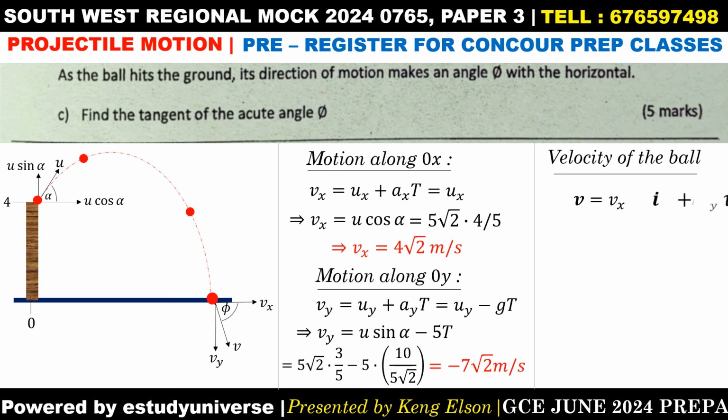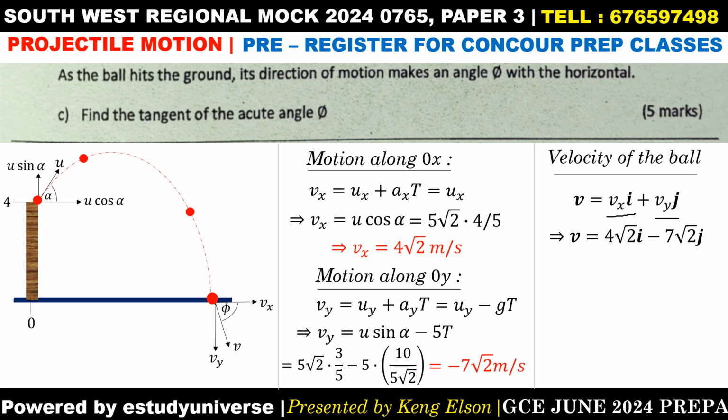So the velocity of the ball is a vector quantity, so we take the velocity in the horizontal and attach it to I, plus the velocity in the vertical, which we attach to J. That's the final velocity. So we have 4 root 2 I minus 7 root 2 J meters per second. That is the final velocity when it hits the ground.